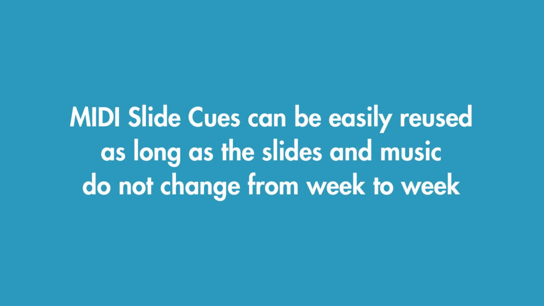Once we prepare the MIDI cues for a song, it's really simple to reuse them as long as the slides don't change. The only thing that you need to do is edit the very first cue, which tells ProPresenter the position of the song in the weekend playlist. So for example, if it's the first song one week and the third song in another week, you'll need to edit this first cue to make sure ProPresenter knows where it lands in the sequence.